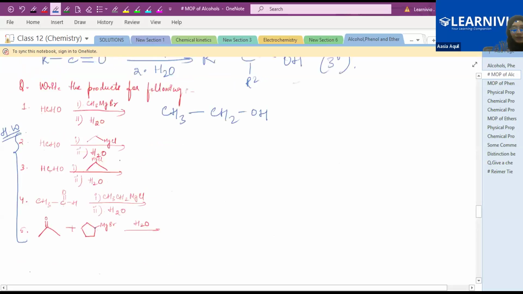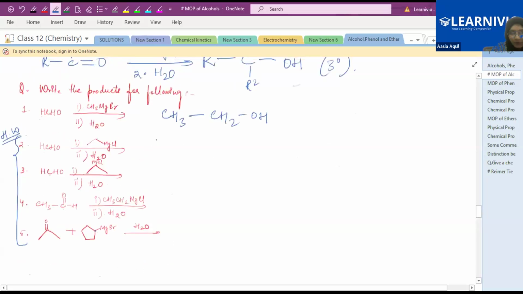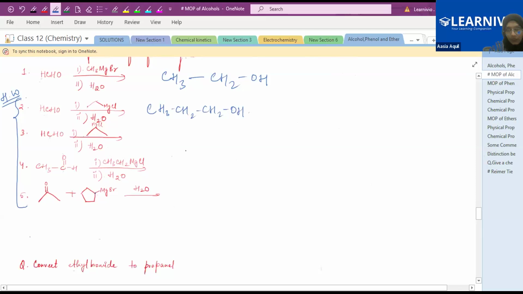Now see. In the second one, the product is CH3CH2CH2OH. No need to write down the byproduct, just write down the major product. Now in this one, you can see what the Grignard reagent will be. The Grignard reagent is this: MgCl is attached on the second carbon. So you have to attach this from here.